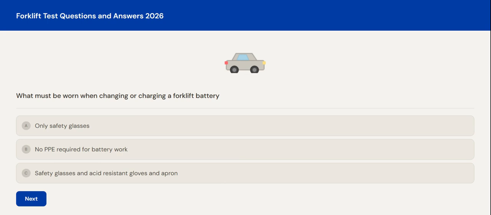Let's continue. What must be worn when changing or charging a forklift battery? Safety glasses and acid-resistant gloves and apron. Battery acid causes severe chemical burns on contact. The PPE is the barrier between you and a serious injury. Wear all of it, every time.